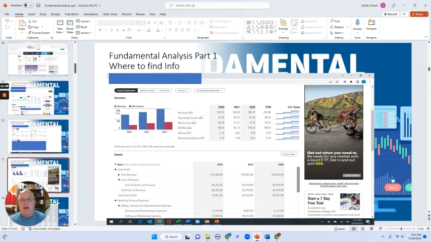Anyway, when you come down to the numbers, you can also pull up the income statement. They will give something very similar as well. They'll give a 3-year look and so forth.